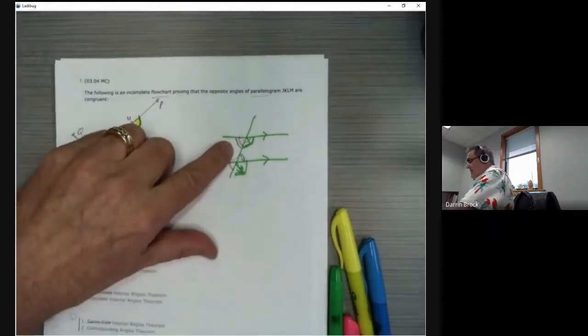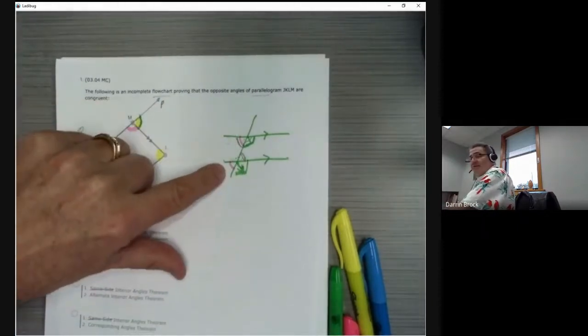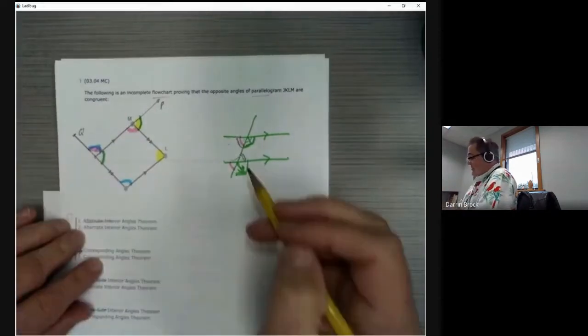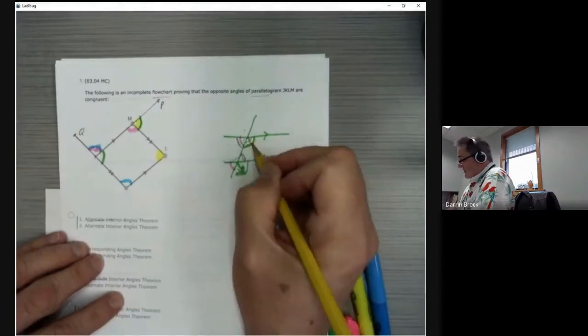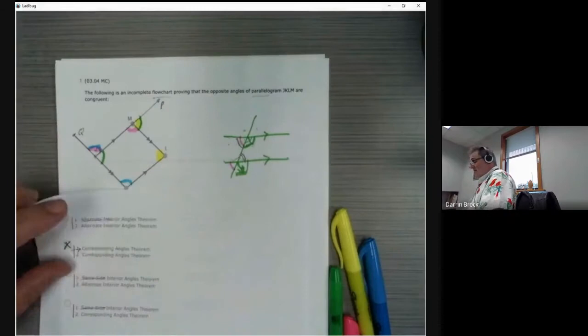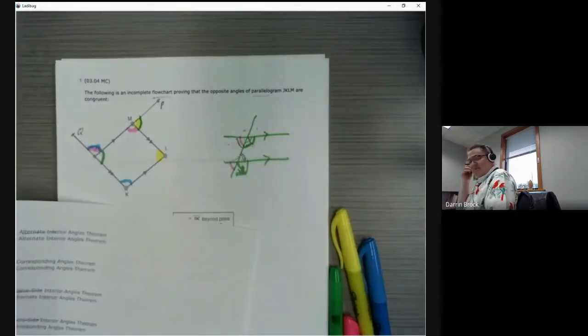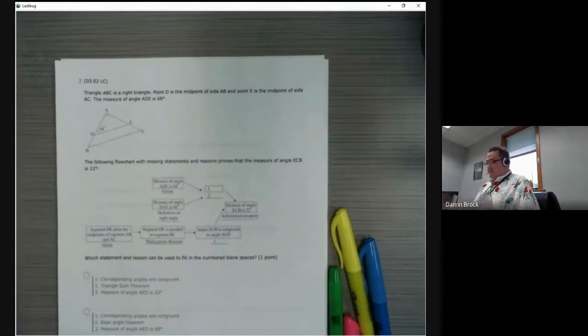If this one's 70, this one's 70. Corresponding. If that one's 70, then this one down here is 70. Corresponding angles are the same. Alternate interior angles are the same. Vertical angles across from each other, those are the same. These are the same, vertical. So having a cheat sheet of all that is great because you can use your notes. All right, let's look at the second problem.